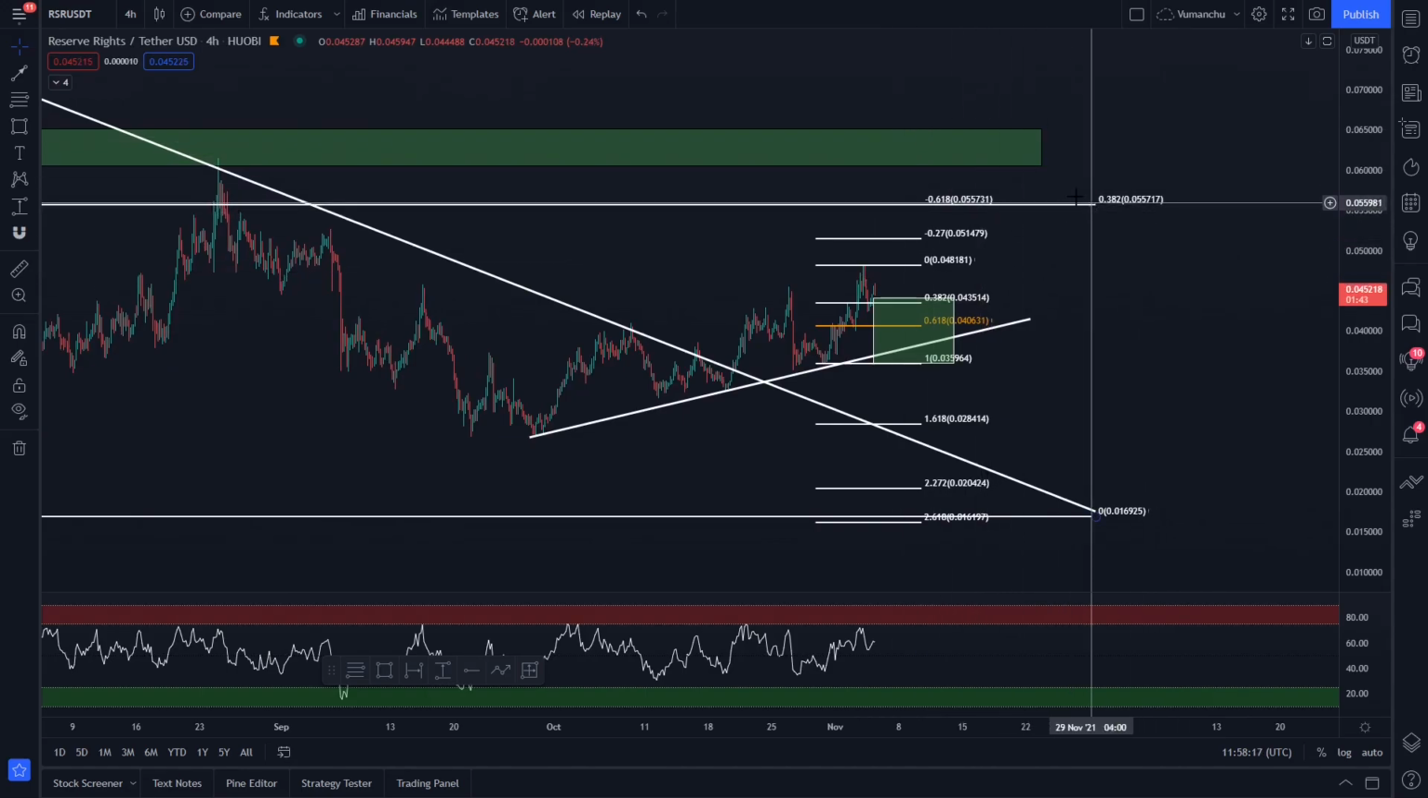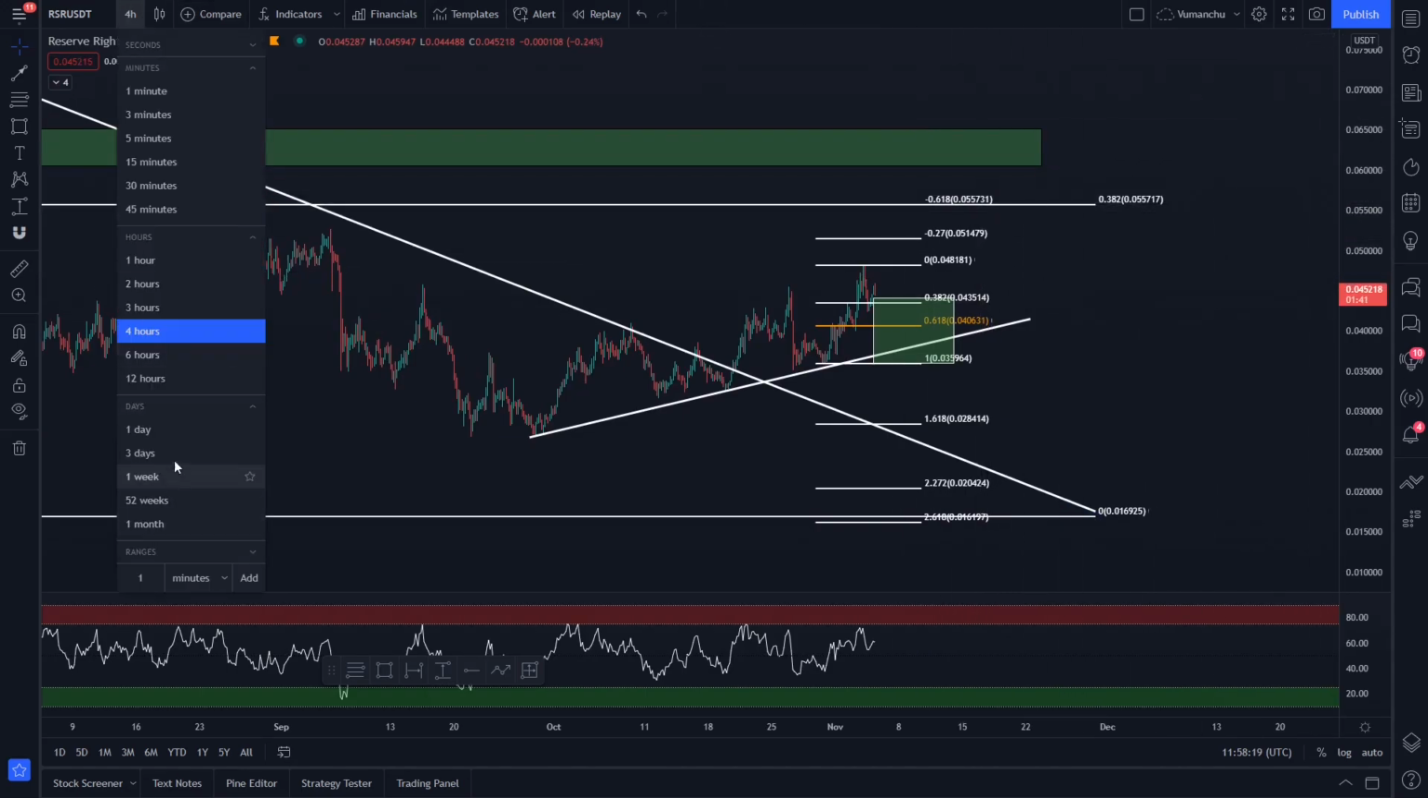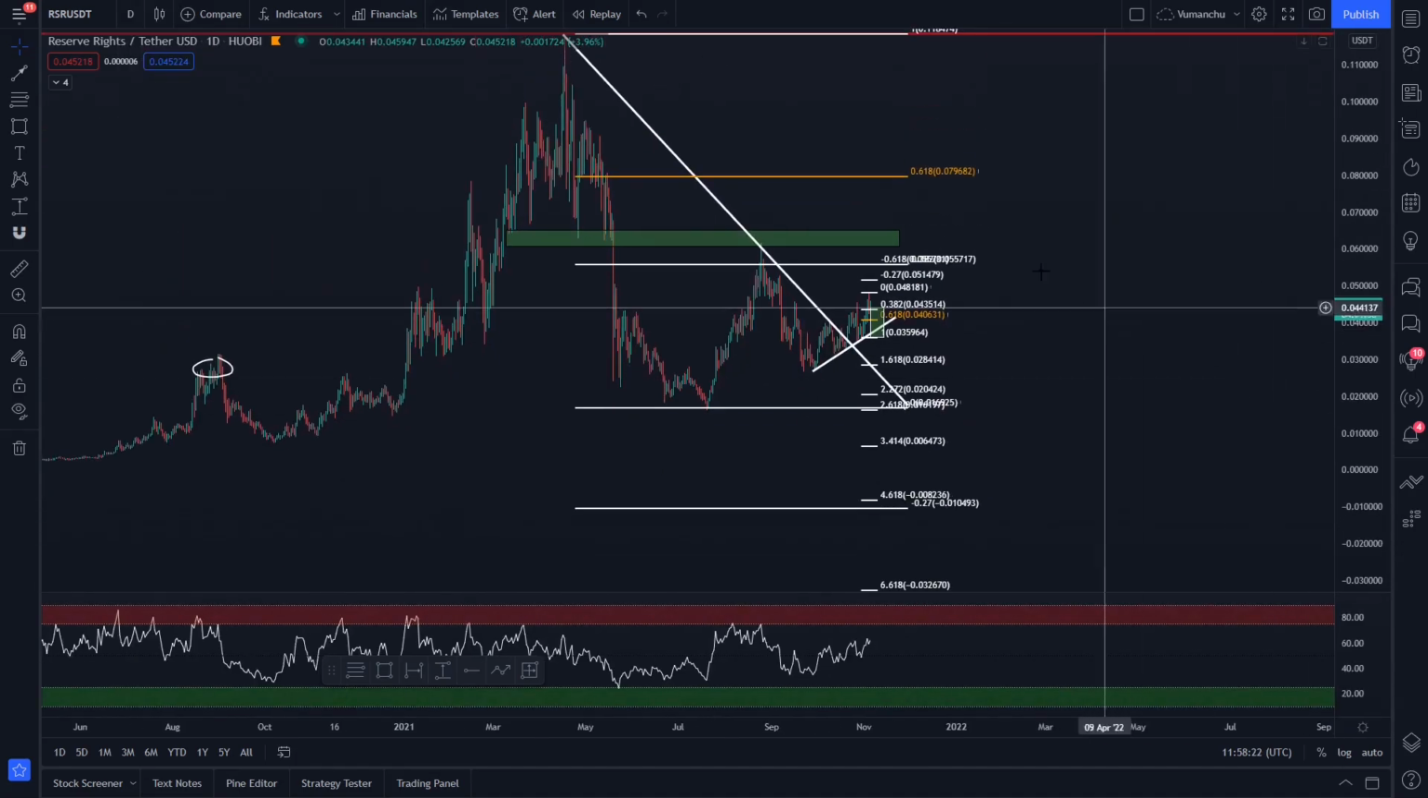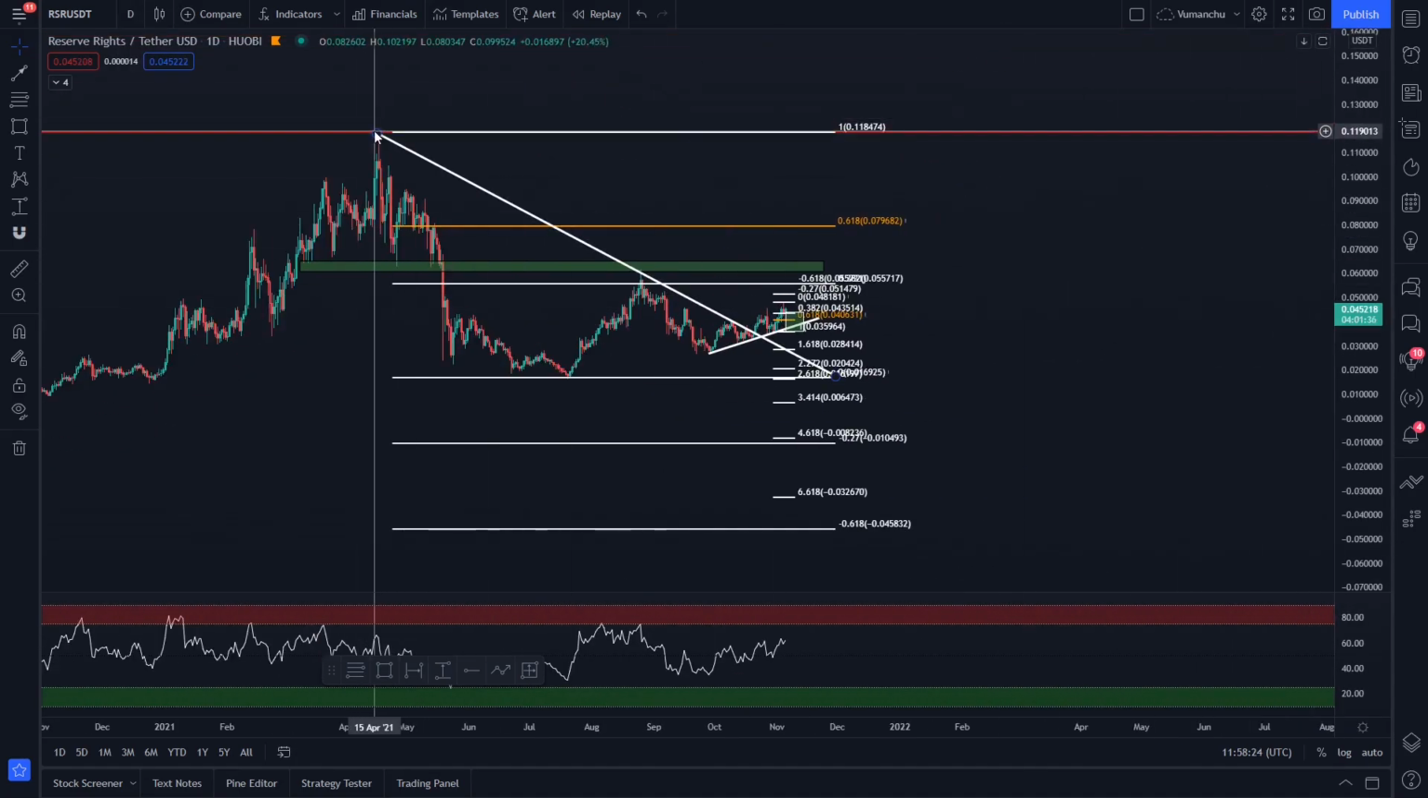But remember, this 0.382 level is a 0.382 of the entire move. So if you look at my daily time frame, whenever I put price predictions on, I go from the top of the move here to the bottom and then push to the upside. If you're looking at the move here, we did a drop.